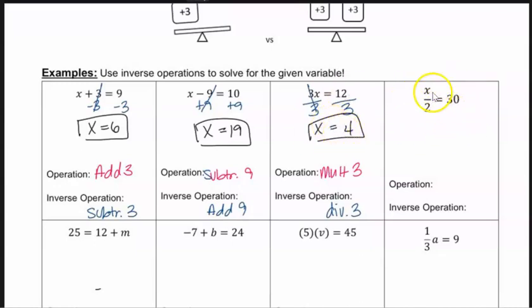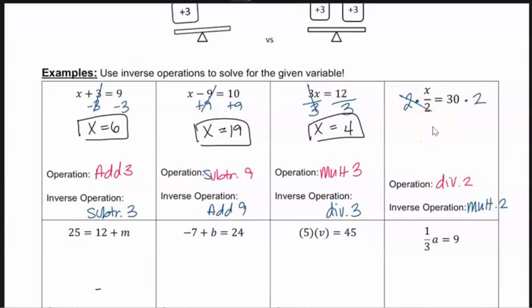Here, however, I have x over 2, but remember we said a division bar is the same thing as a fraction bar. So this is really x divided by 2. So we are dividing by 2, and the opposite of dividing by 2 is multiplying by 2. To show I'm multiplying by 2, I'm going to write a 2 with a dot, which is a symbol for multiplication. But remember, do it to both sides.